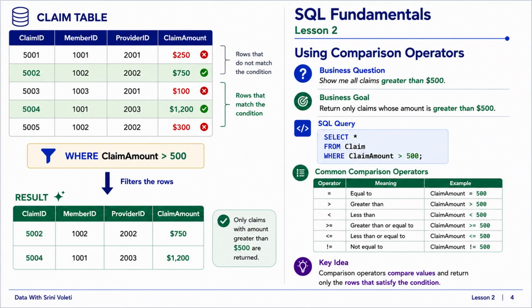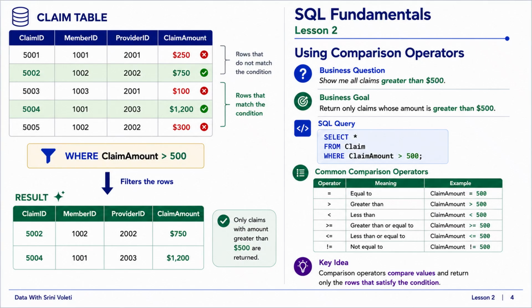The fourth claim is $1,200. Because 1200 is greater than 500, SQL keeps that row. Finally, the last claim is $300. Again, that does not meet our condition, so it is not included. After checking every row in the table, SQL returns only the claims whose amounts are greater than 500.